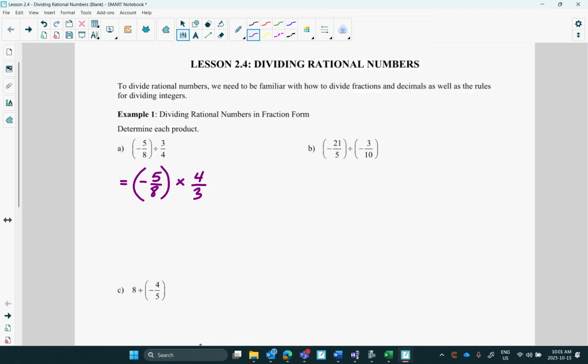Can I cancel up there, or can I reduce there, pardon me? Yes. Which ones? 8 and 4. Down to? 1 and 2. Good. And now it's just multiplying the numbers that are left to get a final answer of? 5 over 6. Negative 5 over 6. Good.